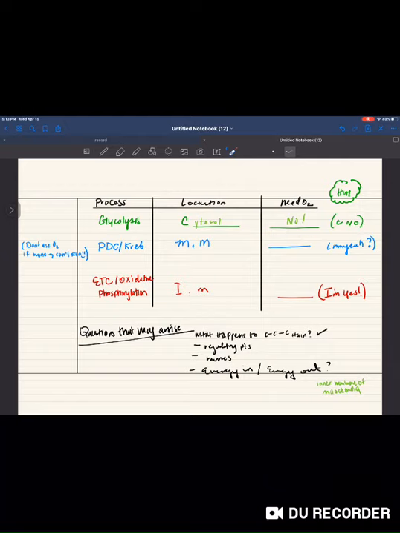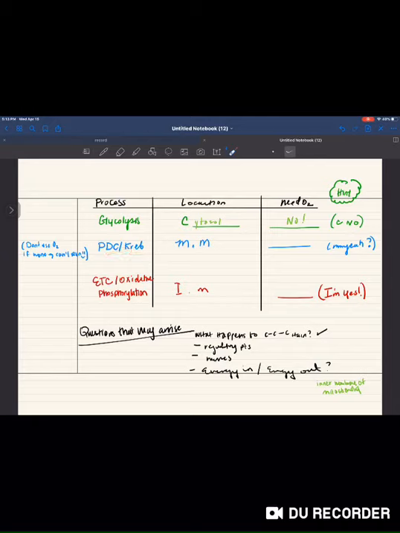Basically, the PDC and the Krebs cycle do not use oxygen directly. However, if oxygen is not present, then they cannot run. So I have a short little expression for that: we don't use O2, but if there's none, it can't run. And that's for the PDC and the Krebs cycle.